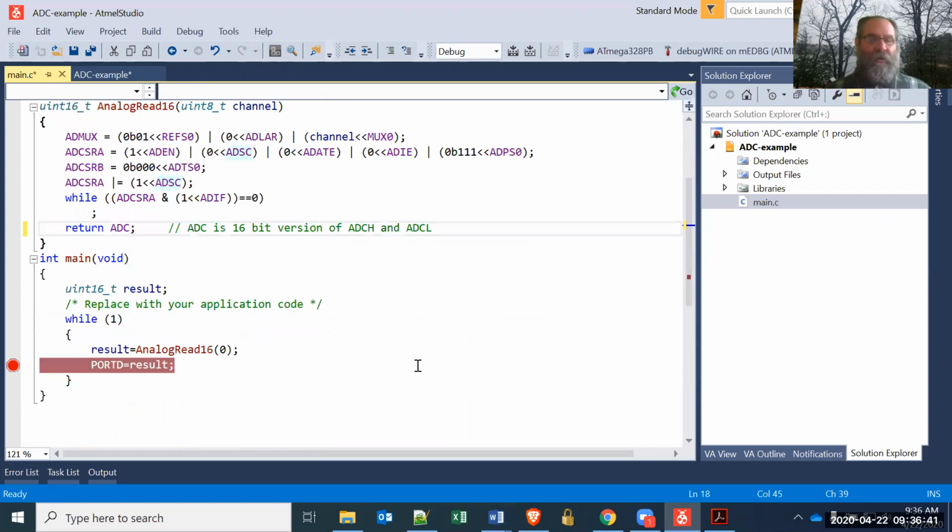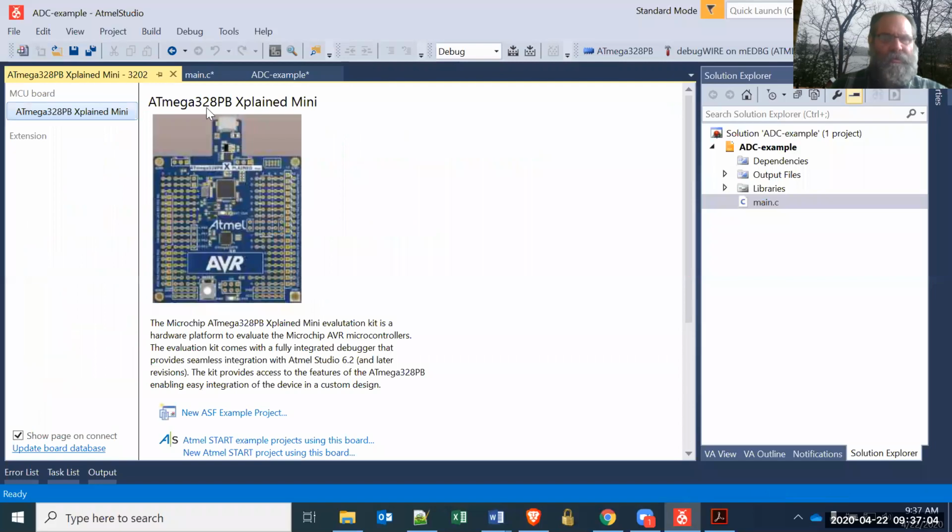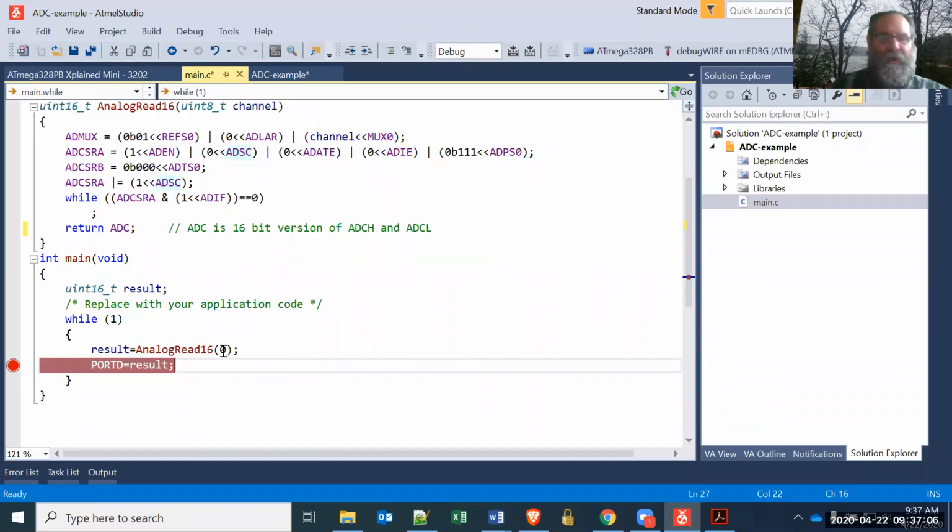And I tested this out by writing some code here. All I do is output that result to port D, which doesn't do a whole heck of a lot. But here's the end of my cord. I plug my board in here. And the channels that are useful here are channel 0 is the leftmost pot, channel 1 is the middle, and channel 2 is the rightmost pot.